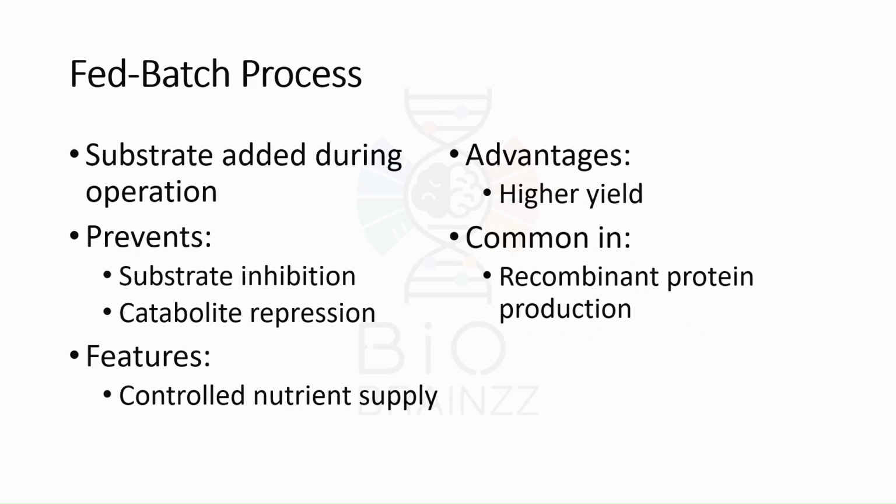In fed batch processes, nutrients are added gradually during the operation. This helps control the concentration of substrate inside the reactor. It prevents substrate inhibition and improves product yield. This method is widely used in industrial production, especially for recombinant proteins.